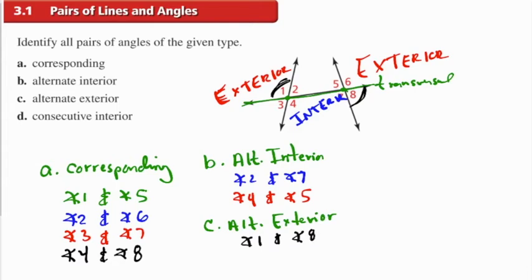And we'll do this again. We take a different exterior angle, let's say angle 3. Let's choose an angle from the other exterior region, but on the other side of the transversal, and that's angle 6.